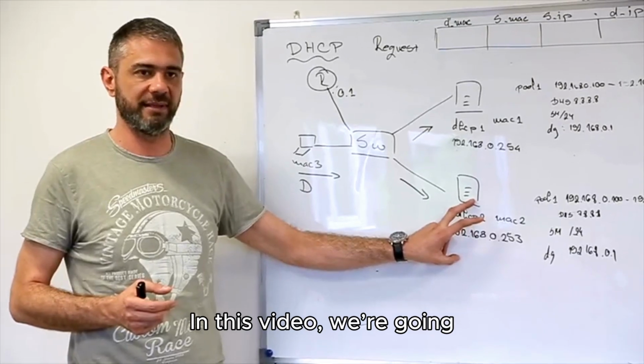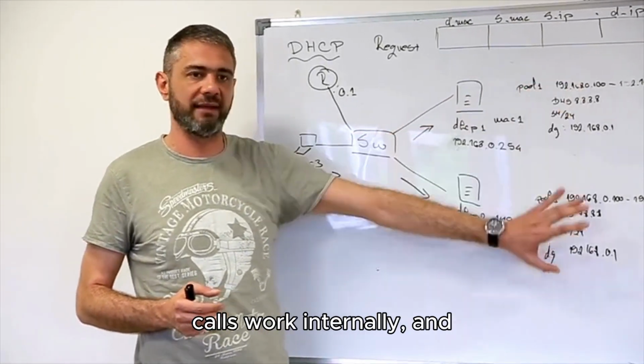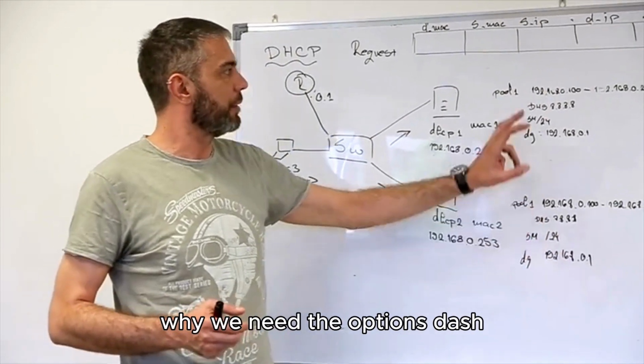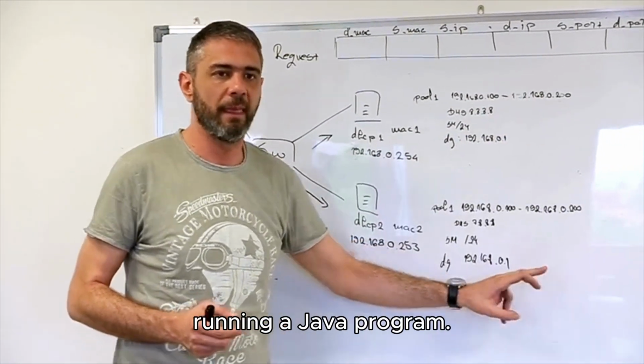In this video, we're going to understand how JNI class loading and native method calls work internally, and why we need the options -cp and -D java.library.path when running a Java program. Let's start from the Java side.